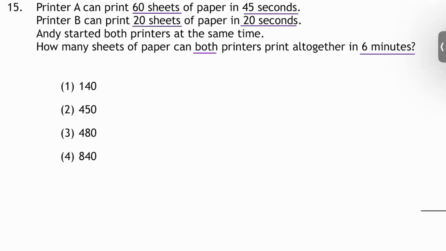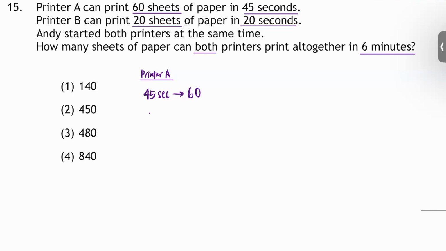So we have minutes here and we have seconds over there. It will help us to find out how many sheets of paper printer A can print in 1 minute. Okay, so let me just write this down. So for printer A, we know that in 45 seconds, it can print 60 sheets.